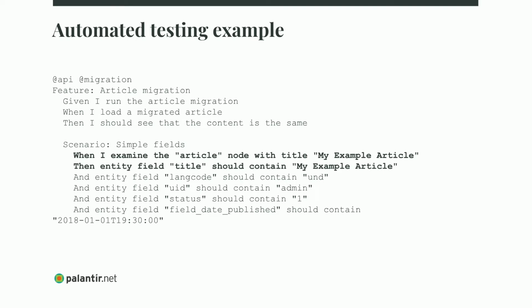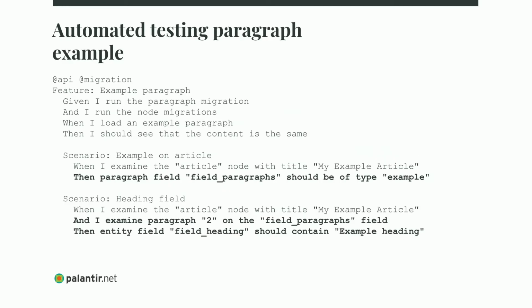This is really easy to write before you've even written the migration. It is looking at field names, but you can fill those in as you go. And you can test that the core value of that field is a specific thing. This can also work with paragraphs, so you can test that a certain field has a type of paragraph, and you can also test that a certain field on a paragraph has certain values. You can extend it as you need to handle different types of fields or different types of entities.